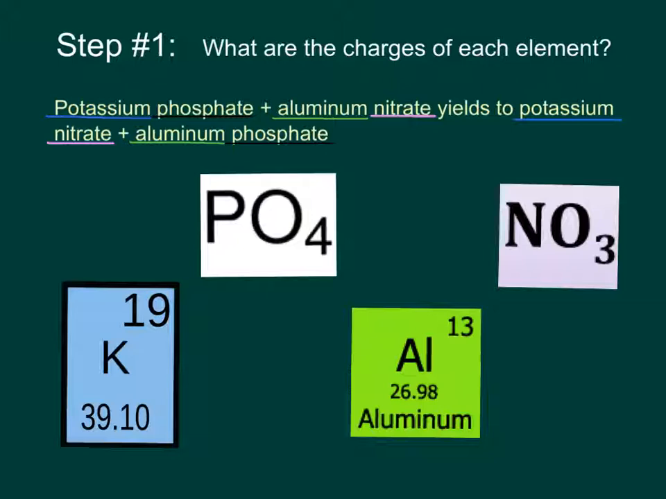From the periodic table, we know that potassium has a charge of +1, phosphate has a charge of -3, aluminum has a charge of +3, and nitrate has a charge of -1.